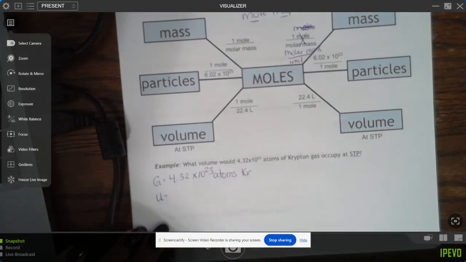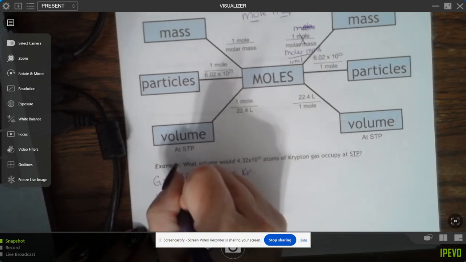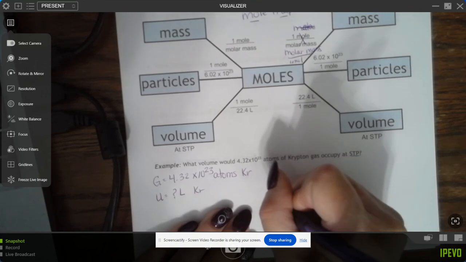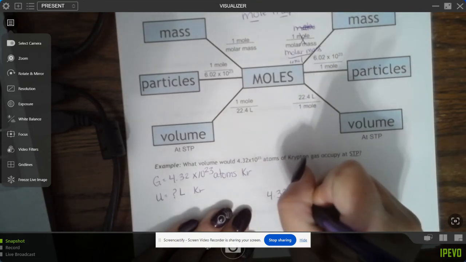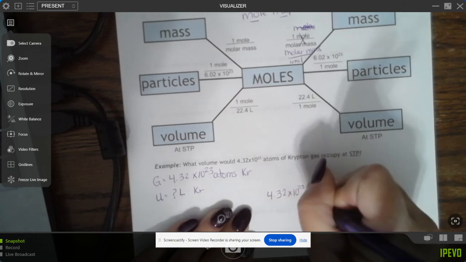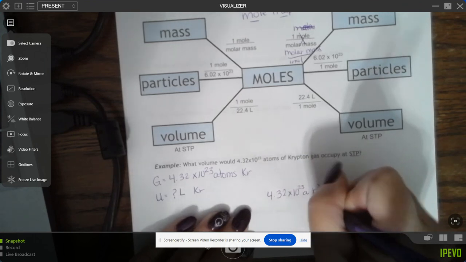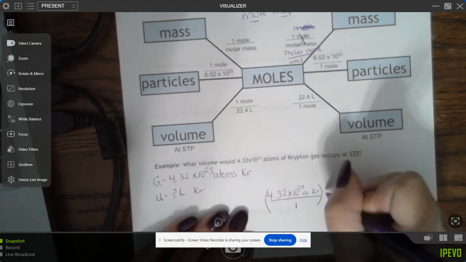Okay, what are we looking for? We are looking for the volume. So we're looking for liters of krypton. Okay, so I'm going to set up my conversion. 4.32 times 10 to the 23rd atoms of krypton. That's my starting number over 1.